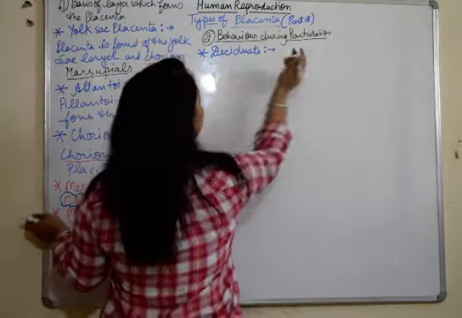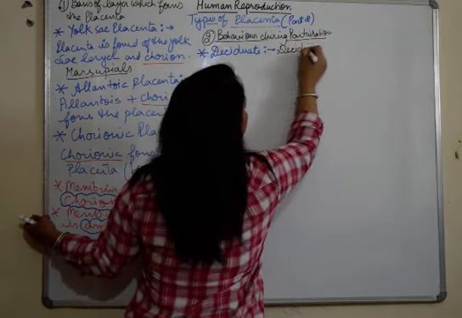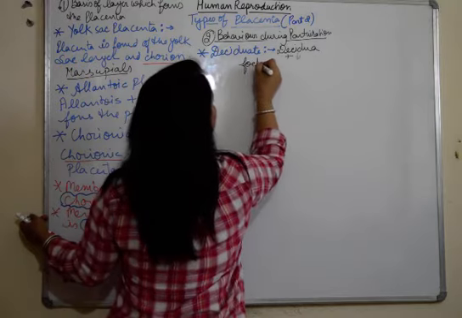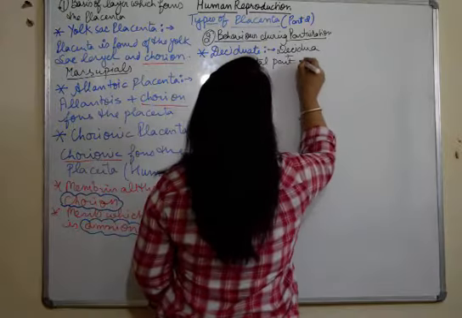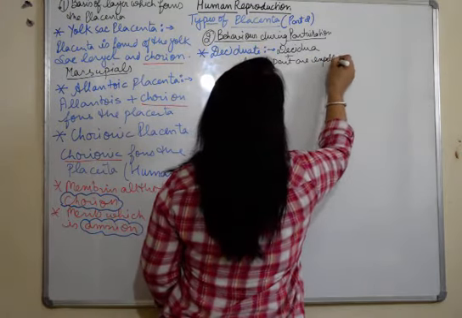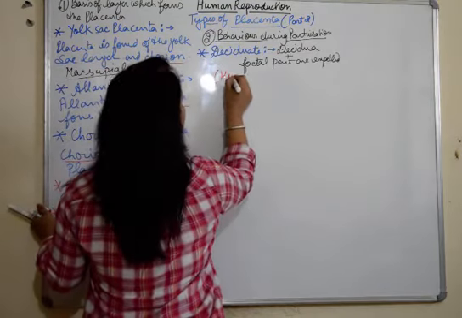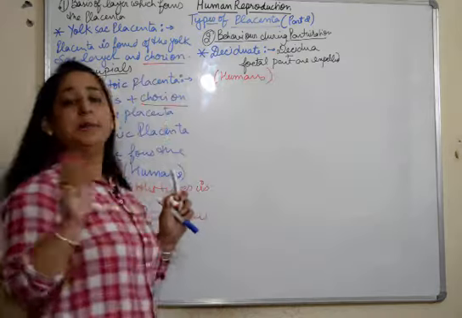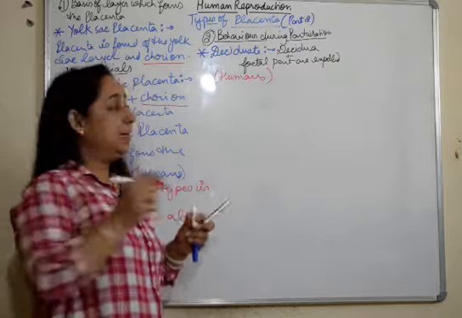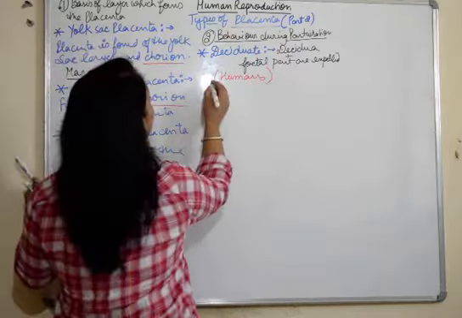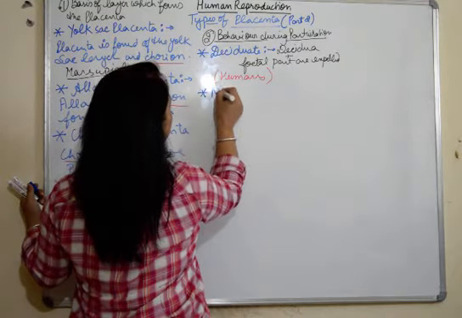So in deciduate, what happens? Decidua plus fetal part, we are talking about the parts of placenta, are expelled out. So this type of placenta is found in humans, wherein the maternal and the fetal part both are expelled out of the body of the mother after the child is born. Next type of placenta is non-deciduate.